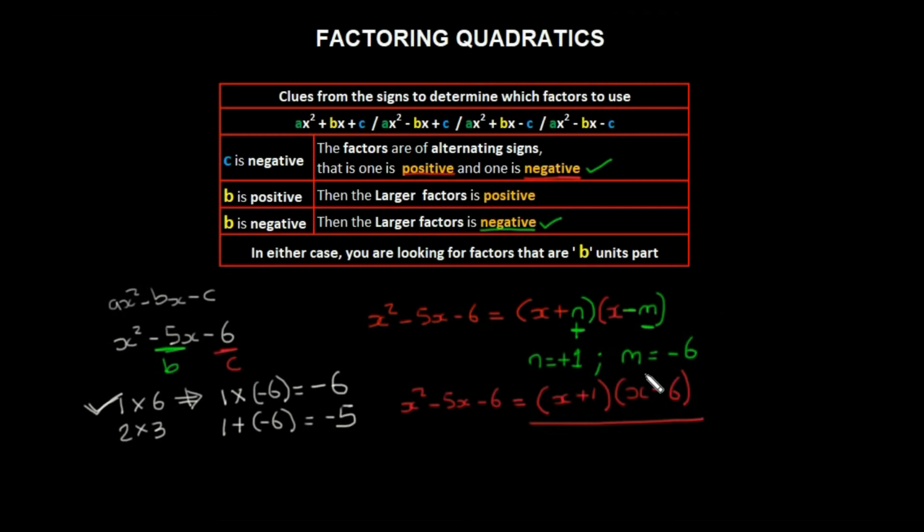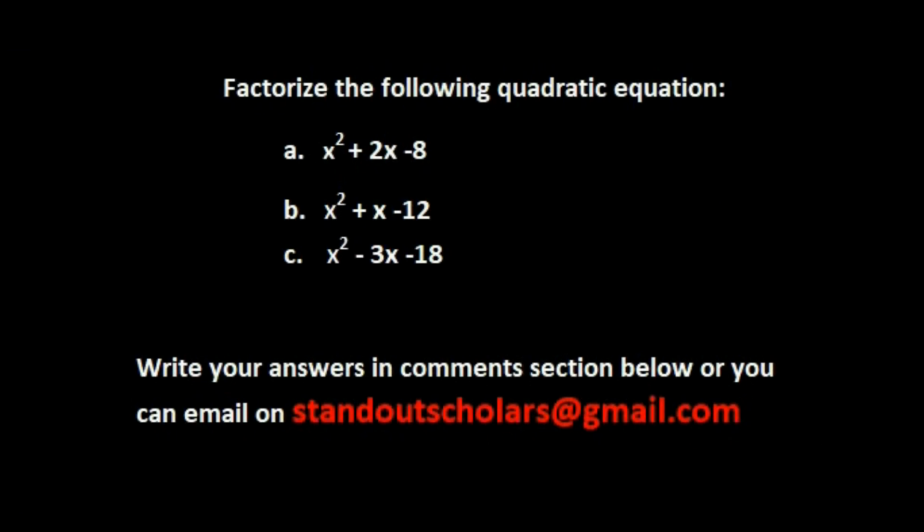Hence, we now know, since b is negative, the bigger factor is negative and the smaller factor is positive. So now we learned an easy way of factorizing quadratics by using the above table, by determining the sign of the coefficient of x, which is b, and the constant c. The following are some questions which you can practice.